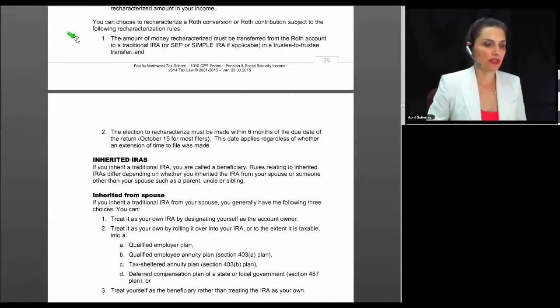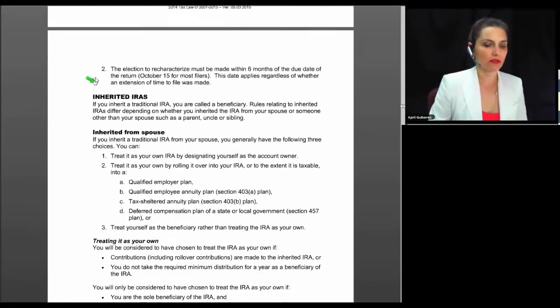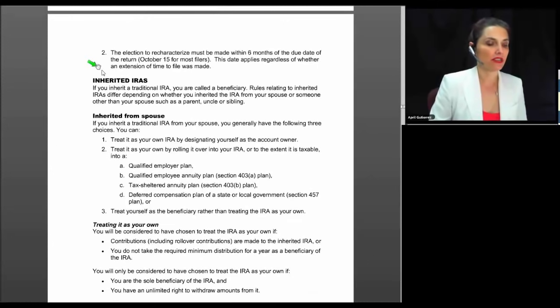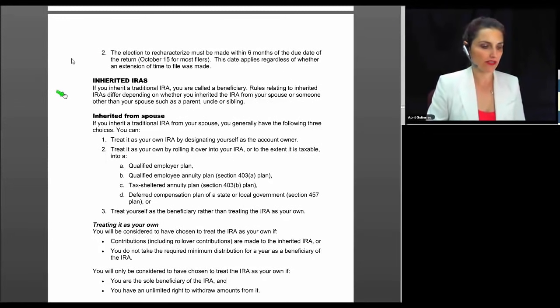Now, you can choose to recharacterize a Roth conversion or a Roth contribution subject to the following recharacterization rules. The amount of money recharacterized must be transferred from the Roth account to a traditional account in a trustee-to-trustee transfer, and the election to recharacterize must be made within 6 months of the due date of the return, which is October 15 for most filers. This date applies regardless of whether an extension was filed or not.